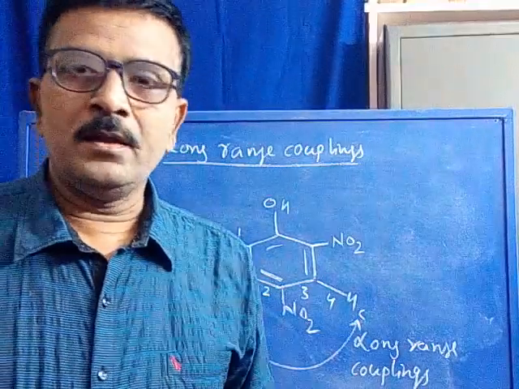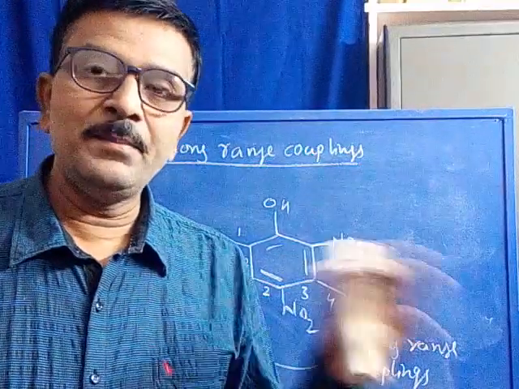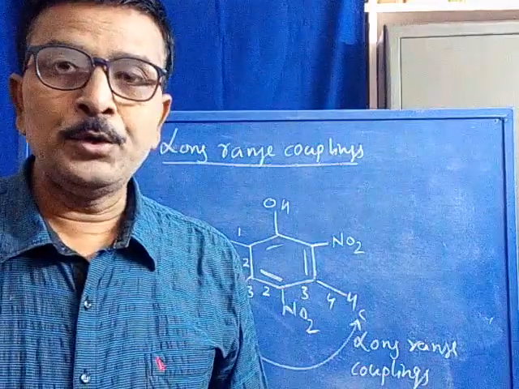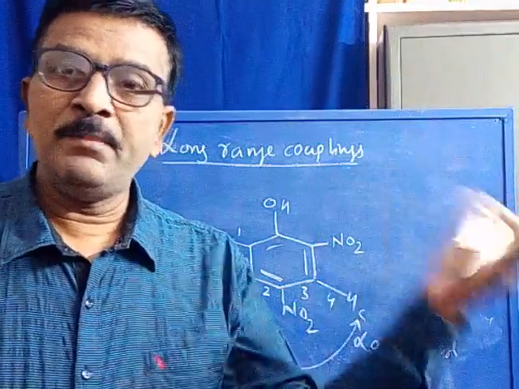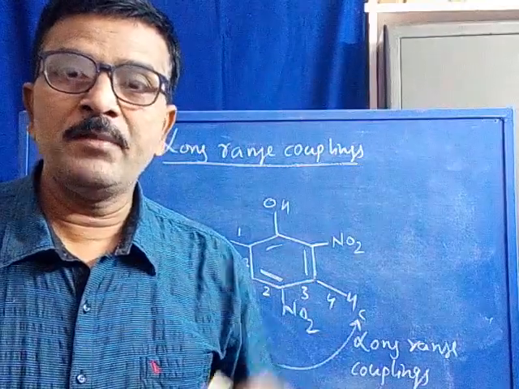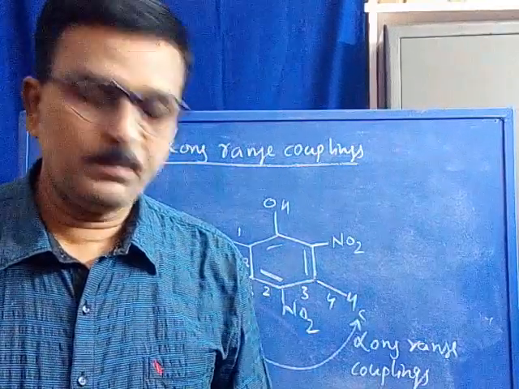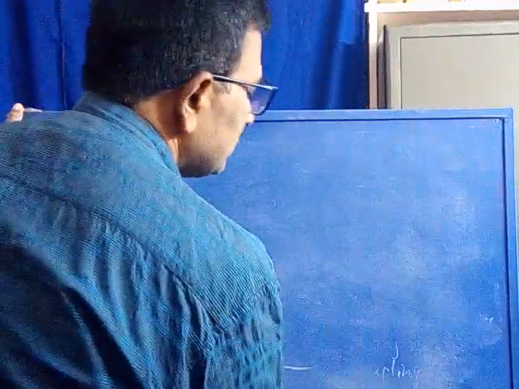So in this way, based on the number of bonds, the couplings are classified as geminal, vicinal and long range. Based on the nature of the nuclei involved in the spin-spin coupling, it may be homonuclear coupling or heteronuclear coupling. So this is about the types of spin-spin couplings. Now, let us go for the next topic, coupling constant.